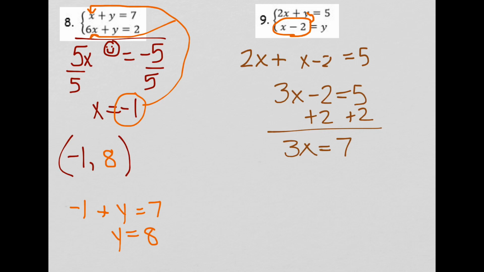And a lot of you would probably quit right now and be like, I did it wrong. Hey, don't be afraid of fractions. Divide both sides by 3, and x is 7/3. That is not wrong. Just because you get a fraction for your answer doesn't mean you did it wrong.